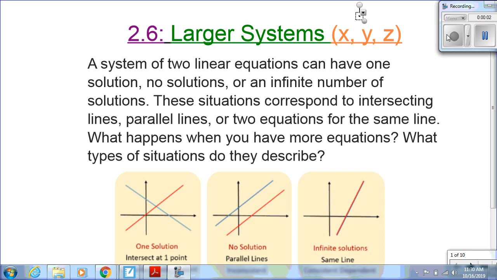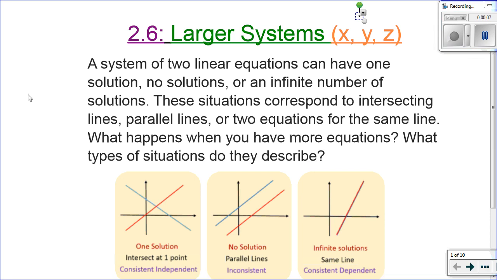All right, moving on in chapter 2, we're going to be working on larger systems. This one's really fun. So when I say larger systems, what I mean is rather than just working with x and y on a two-dimensional coordinate plane, we're going to be working with x, y, and z on a three-dimensional coordinate plane.